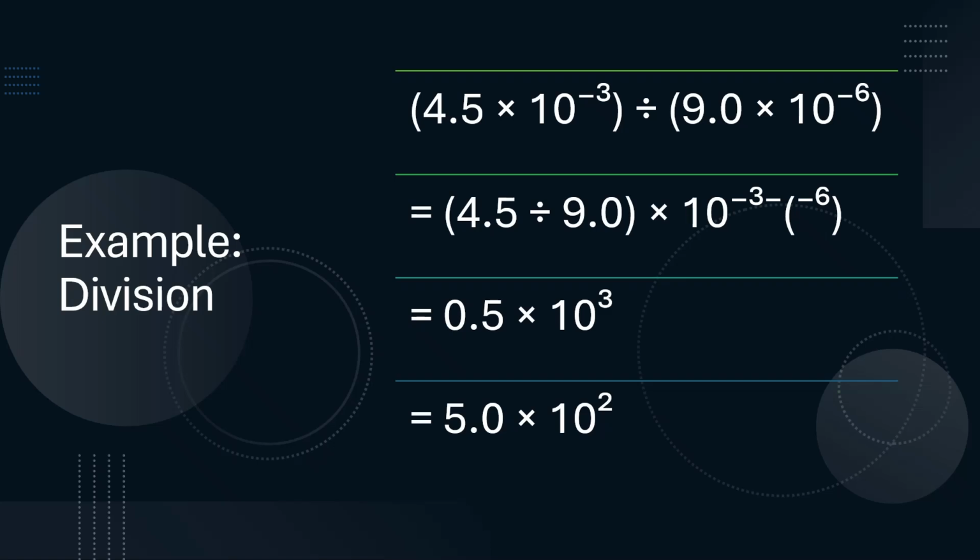Now, take note that the 0.5 is not in the standard form or format of the scientific notation. So we are going to move the decimal point from its original position to the right. Okay, so that becomes 5.0 times 10 to the positive 2. Take note that by moving the decimal point from left to right, that reduces the exponent.